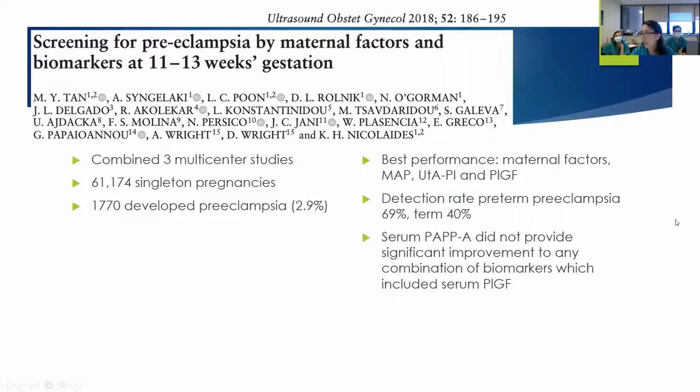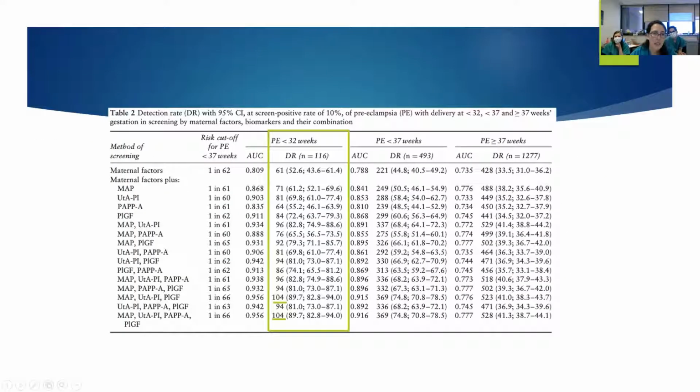The detection rate for preterm preeclampsia in this study was 69%, and for term preeclampsia was 40%. And interestingly, serum PAPP-A did not provide any significant improvement to any combination of biomarkers, which included the placental growth factor, as we can see here. So we have here preeclampsia less than 32 weeks and the detection rate, and these are all the combinations that they did. And if they include placental growth factor, and then they add PAPP-A, it doesn't really change the detection rate.